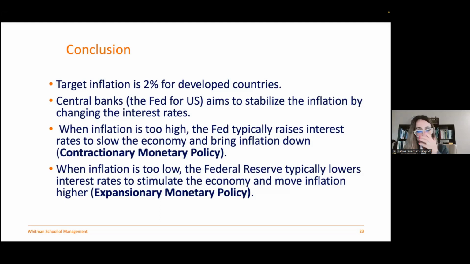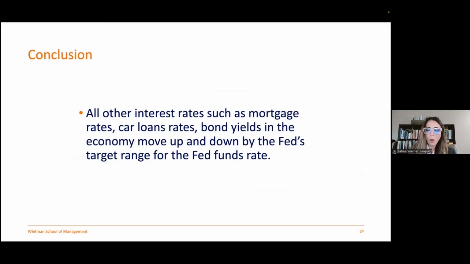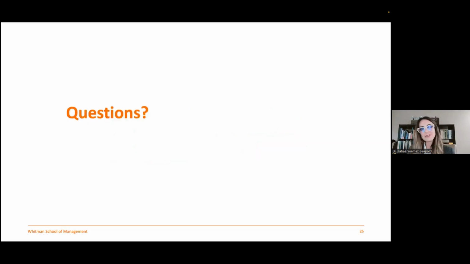And when inflation is too low, the Federal Reserve typically lowers interest rates to stimulate the economy, and that's called expansionary monetary policy. And all other rates in the economy, such as mortgage rates, car loan rates, and bond yields, move up and down with the Federal Reserve's target range for the federal funds rate. Thank you for listening and joining, and I can take the questions now.